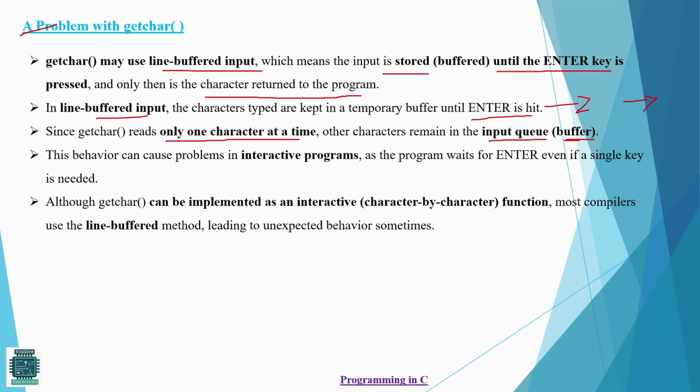They are read one by one. This behavior can cause problems in interactive programs, as the program waits for enter even if a single key is needed. So, although getchar can be implemented as an interactive, character by character function, most compilers use the line buffered method, leading to unexpected behavior sometimes. So, this is the problem we are facing with the getchar function.